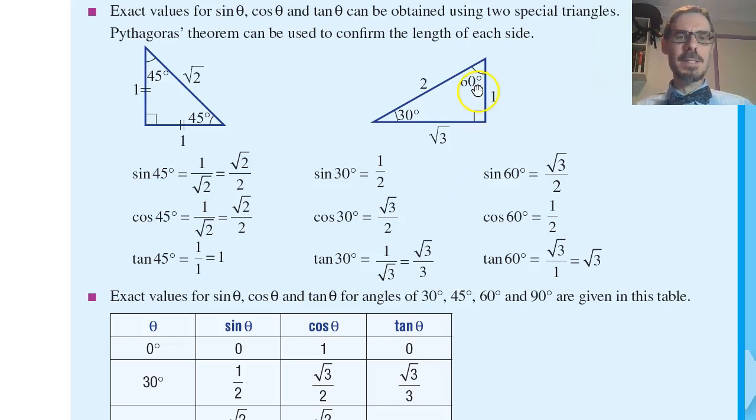We can do the same thing with 60 degrees. Sine 60 has to be root 3 on 2, opposite on hypotenuse. Cos 60 is adjacent on hypotenuse, 1 over 2, a half. And tan 60 is root 3 on 1, which is just root 3.